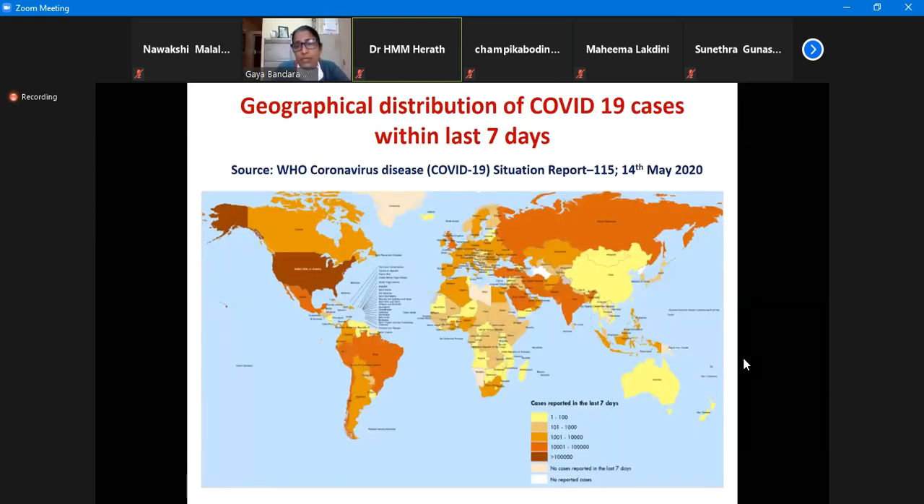And this is the geographical distribution of COVID-19 cases within the last 7 days. The countries with a higher number of cases are marked in a darker color. So you can see that the dark brown is the countries where there are more than 100,000 cases. And there are some countries with no reported cases, or no reported cases in the last 7 days. And this is for the last 1 week. So you can see where we stand. Sri Lanka is in the region where there are 101 to 1,000 cases.